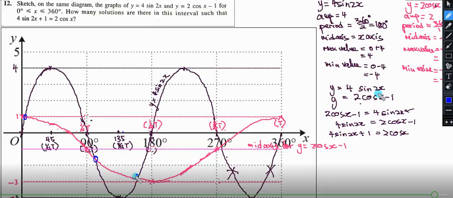Then over here you've got another point of intersection. Now over here you've got another point of intersection. So that's it. If there are 4 points of intersection, it basically says that there are 4 solutions. There are 4 sets of points where the x-y coordinates are exactly the same. That means there are 4 solutions.